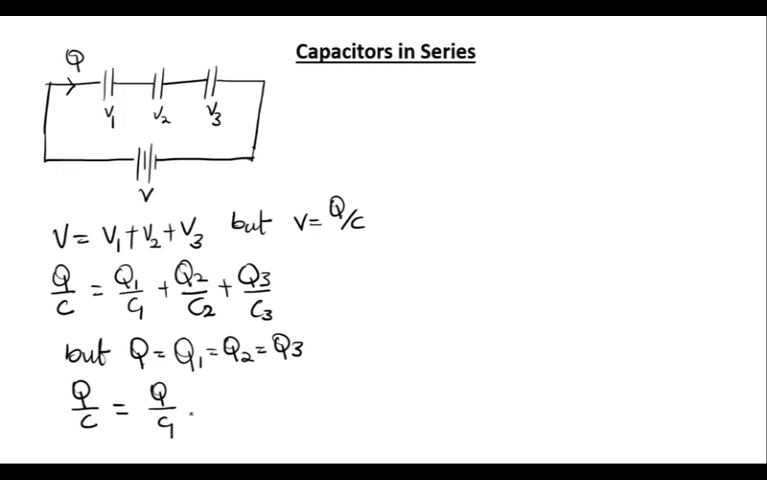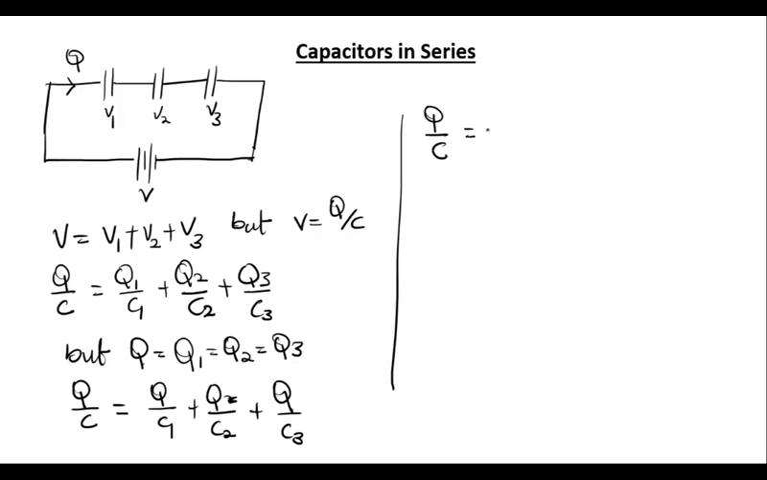So if that is the case, our Q over C is equal to Q over C1 plus Q over C2 plus Q over C3. From here, we can factor out Q. So we have Q over C is equal to Q into the bracket 1 over C1 plus 1 over C2 plus 1 over C3.